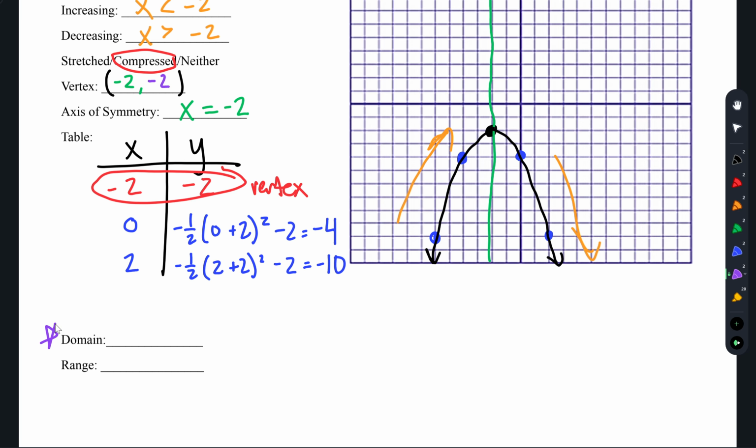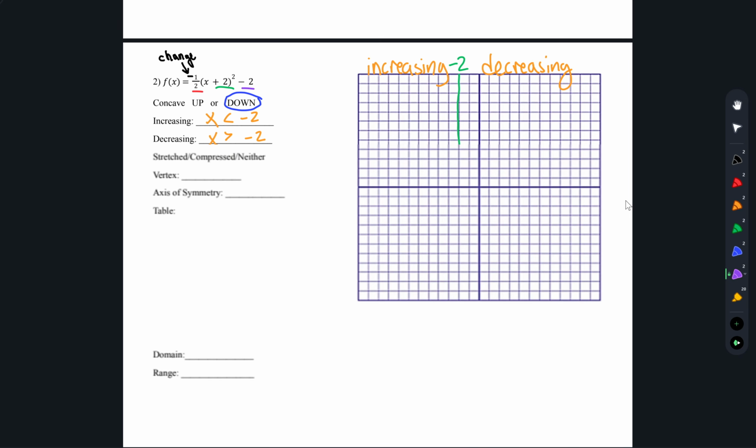Last part, domain. Always the domain is the same, all real numbers. And then our range represents all the possible y values. It goes down forever and ever and ever, but it does have a maximum point. That maximum that it reaches is a negative 2. So this says the range is all the y values less than or equal to negative 2. Good. Any questions on that?